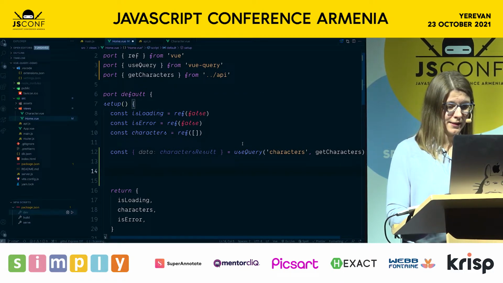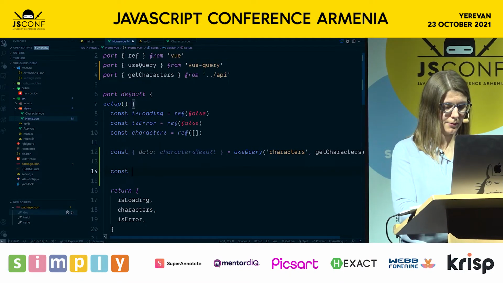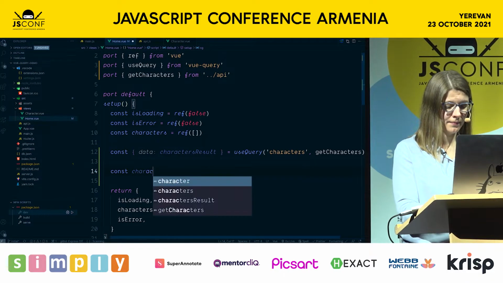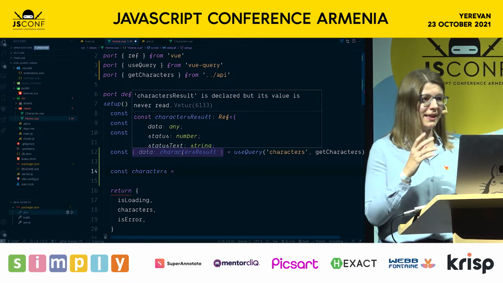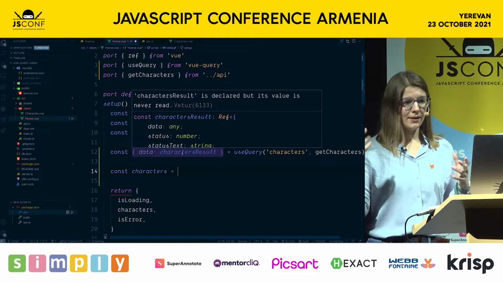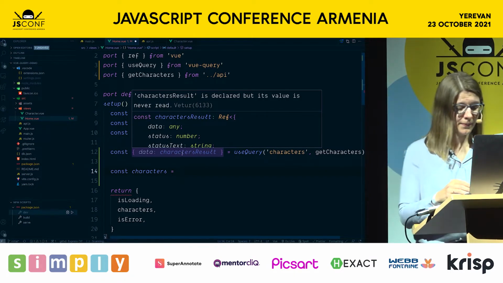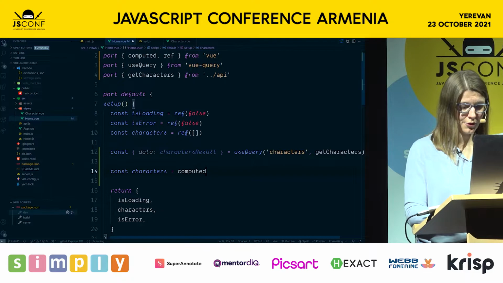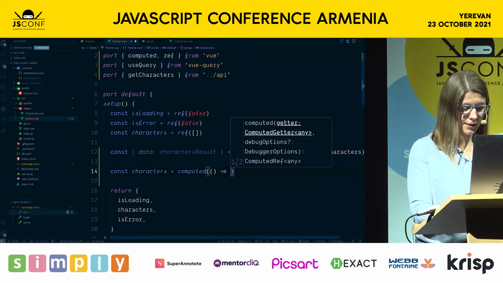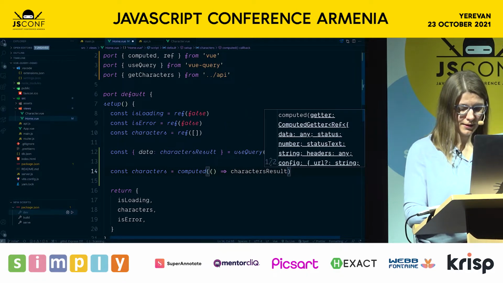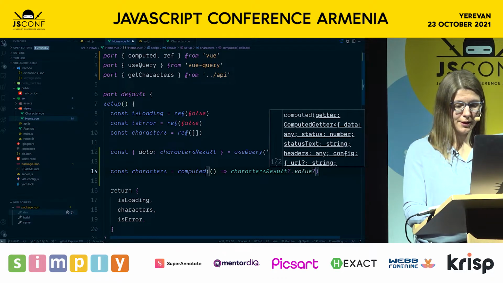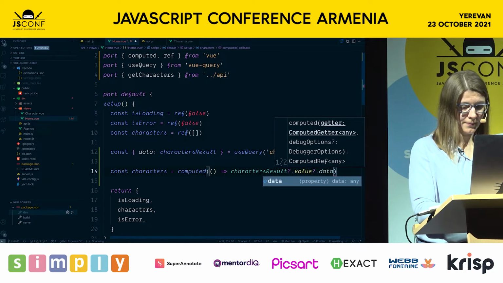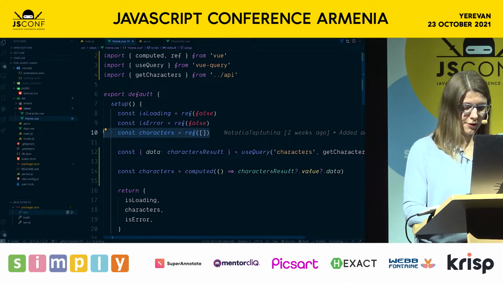Now I need to unpack this data a bit. So I will say const characters, because this is the response. It will be data that has some nested properties. I will use a Vue computed property to just get it from there. And this computed property will return us characters result value, because this is a Vue Ref, an object that has the single property value, reactive object, data. And we can remove these characters from here now.